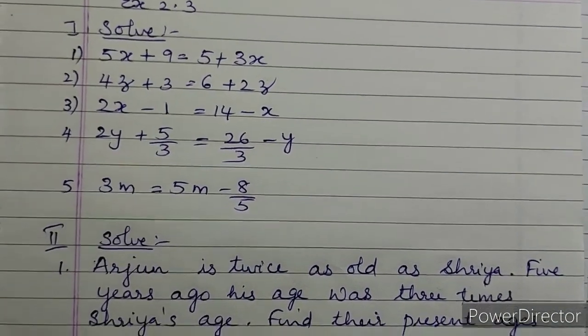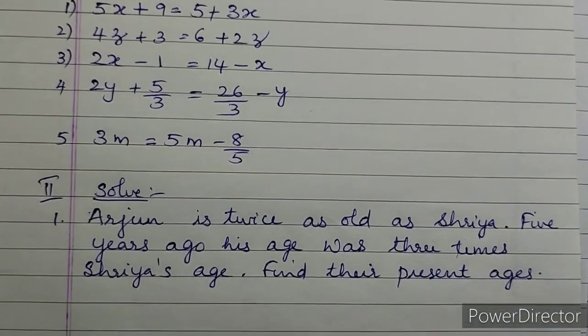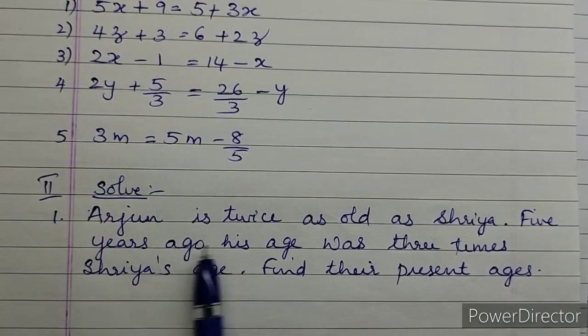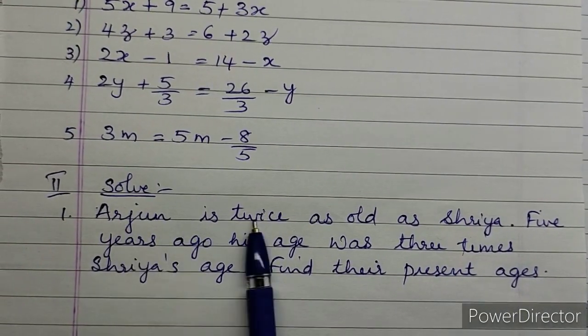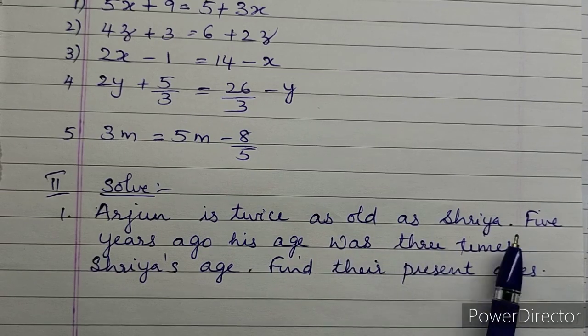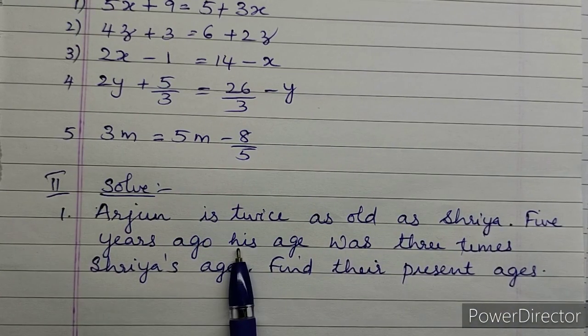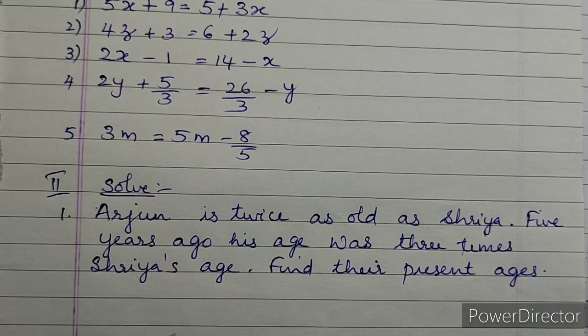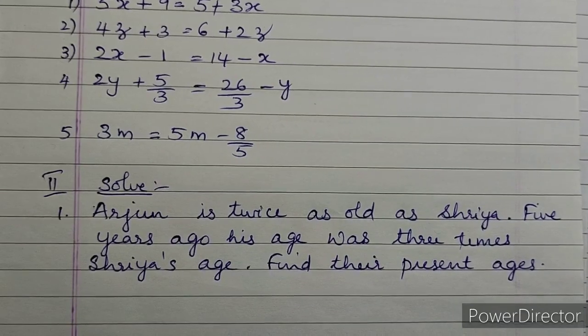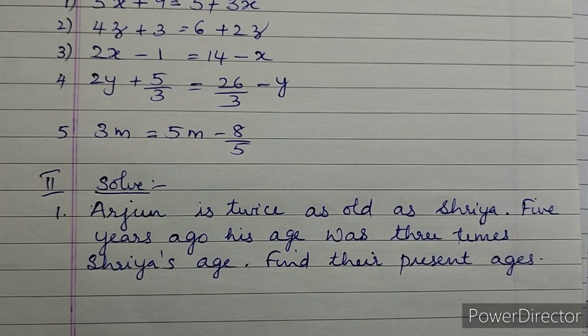Here also LCM you have to take, multiply each term by LCM. Next one, verbal sum. Arjun is twice as old as Shreya. 5 years ago, you have to subtract it, his age was 3 times Shreya's age. Find their present ages. Simple sum only. Try to do that. Practice the sums every day, children.